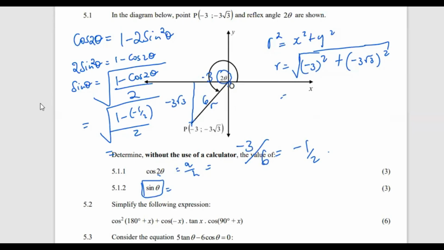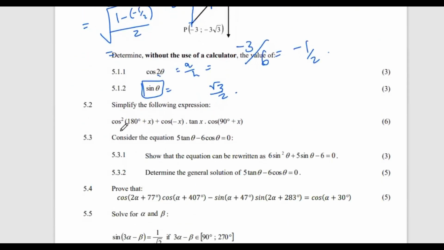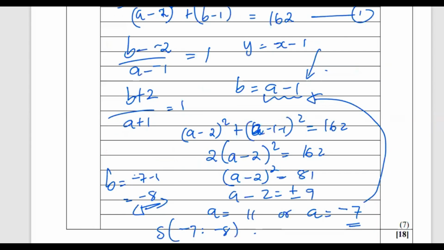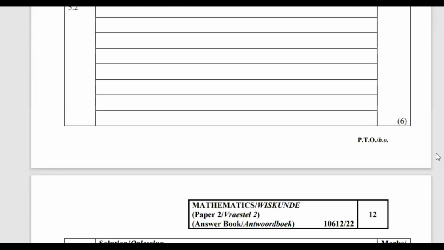Okay, we're dividing by 2. I'm getting a √3 over 2. So we need to see all these workings out. Then 5.2. They want us to simplify this. Okay. Let me just do it this side. 5.2.